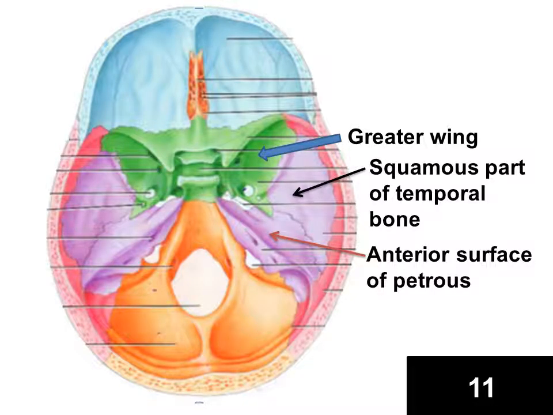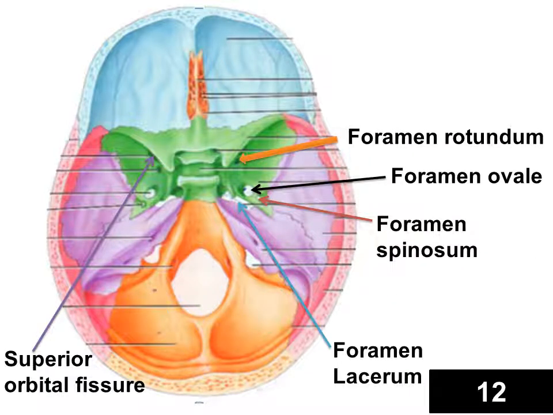The lateral part of the middle cranial fossa is made up of 3 bones. Anteriorly we have the greater wing of the sphenoid. Posteriorly we have the anterior surface of the petrous part, and in between these two, wedged in, is the squamous part of the temporal bone. Let us see the next picture.